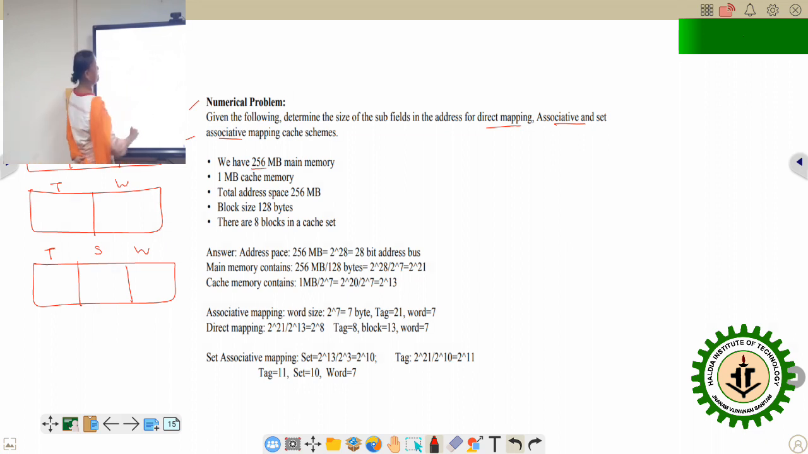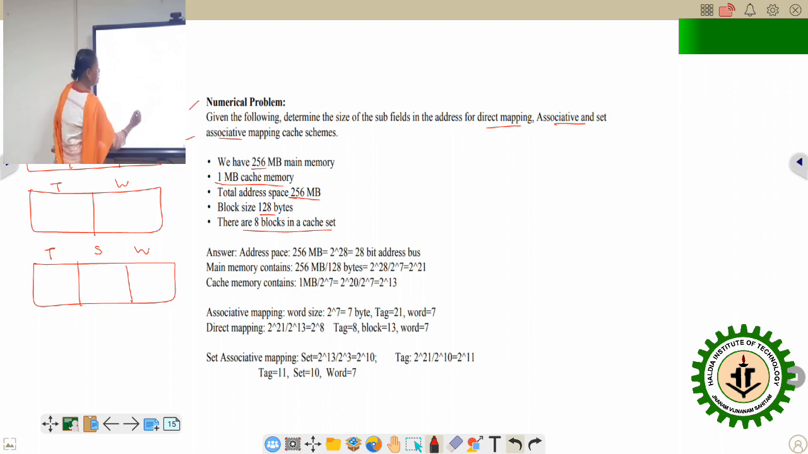Suppose 256 MB is the size of the main memory. 1 MB is the size of the cache memory. Total address space is 256 MB. Block size is 128 bytes, that means each block consists of that many locations. And for set associative mapping, there are 8 blocks in a cache set, that is, 8 blocks present in a particular set.